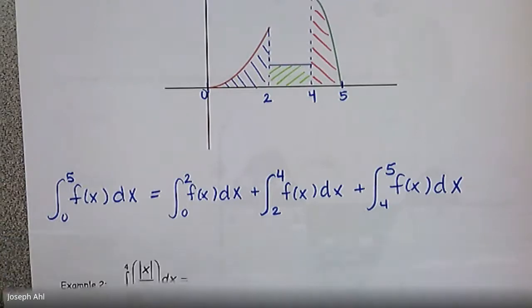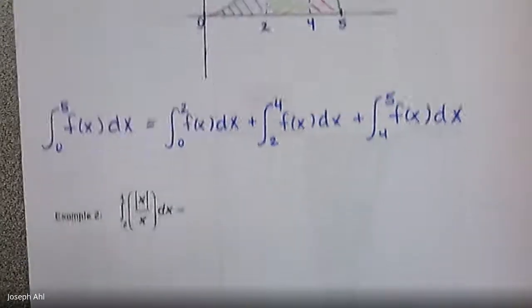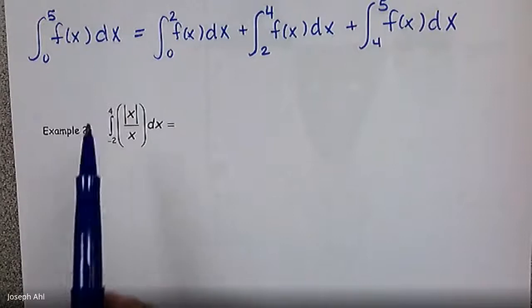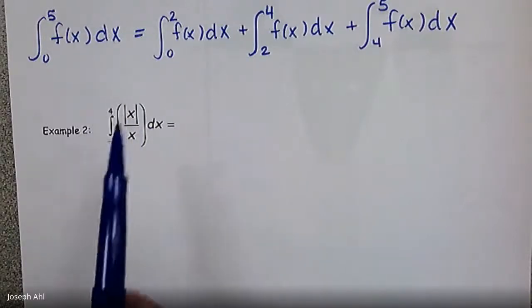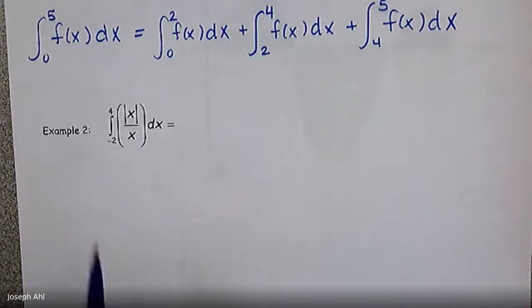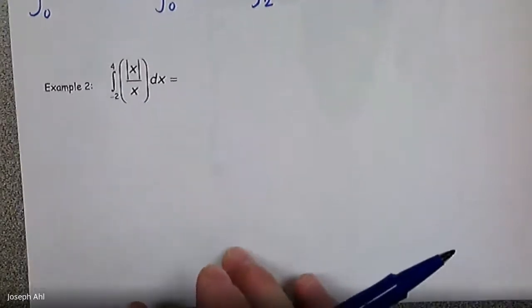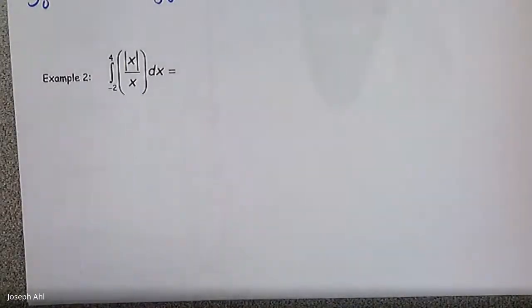And then we'll put that idea into practice in our next example right below this. So if you take a look at example 2, we're going to put this idea into practice. Okay, so this might be a function that you're somewhat familiar with, the absolute value of x over x. If I want the area under that curve from -2 to 4, we have an issue at a certain point of discontinuity, and that point of discontinuity occurs when x equals 0.